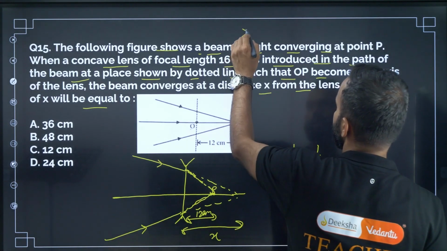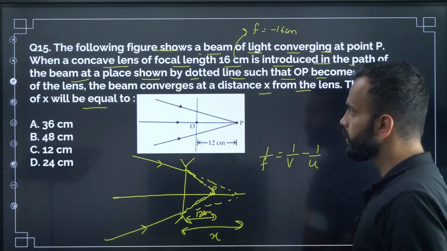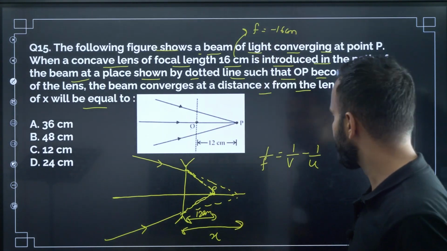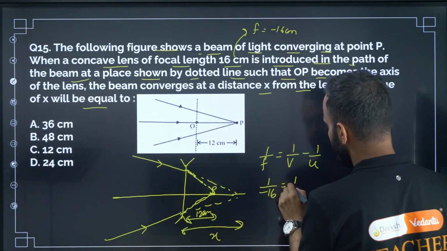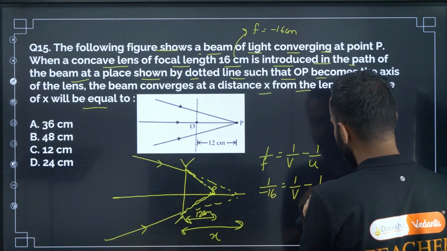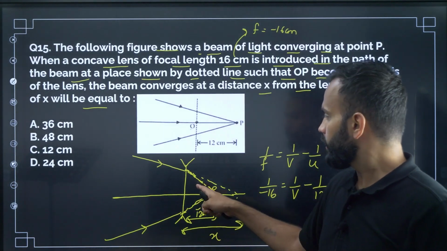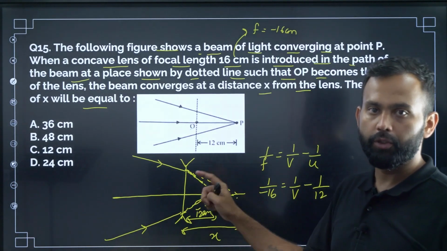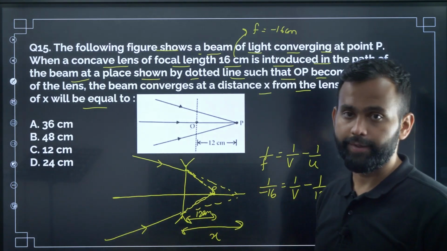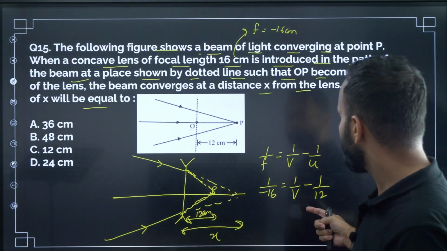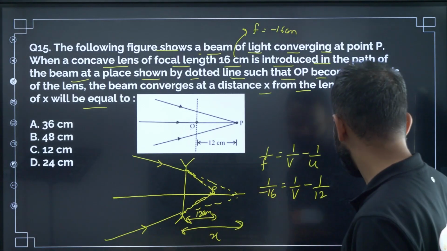f is minus 16 centimeter, right? Why is it minus 16? Because it's a concave lens. A concave lens is a diverging lens, right? So 1 divided by minus 16 is equal to 1 by v minus 1 divided by 12 centimeter. u is positive because the direction of the measurement of u is the same as the direction of the incident ray, okay?